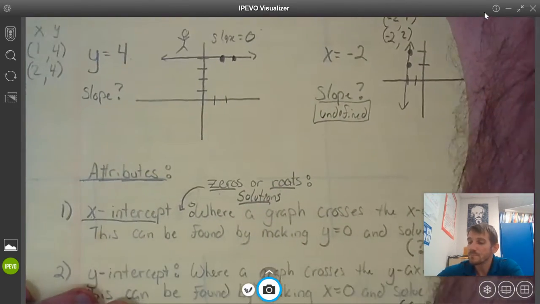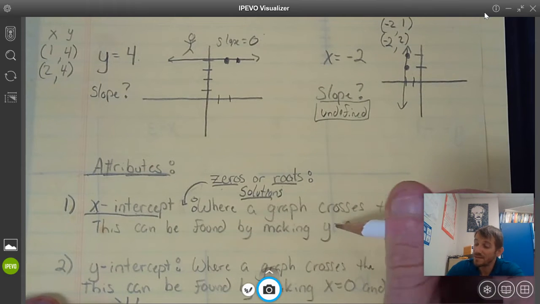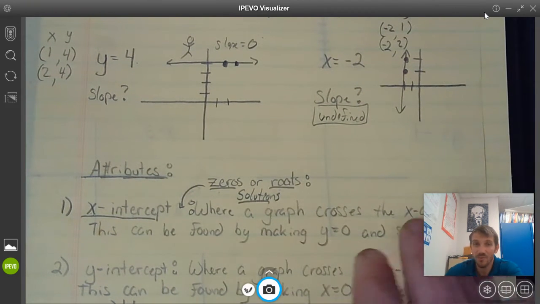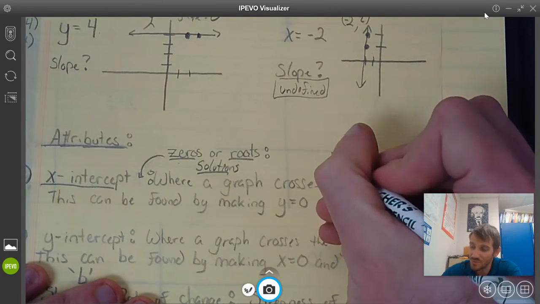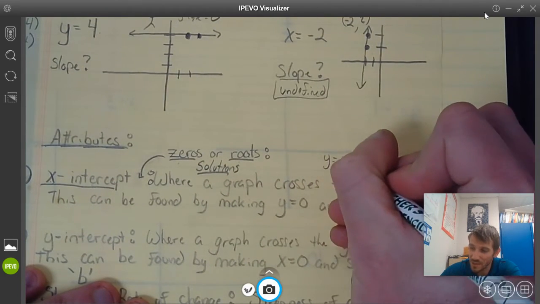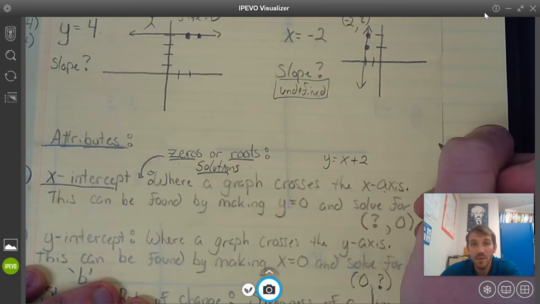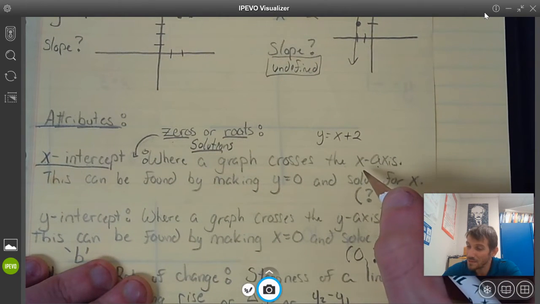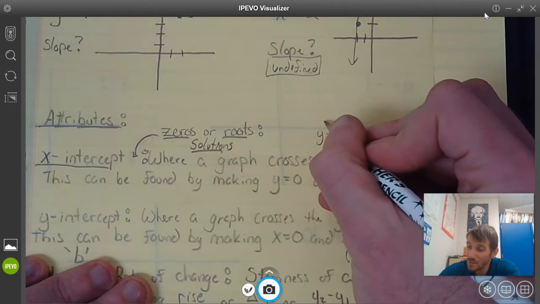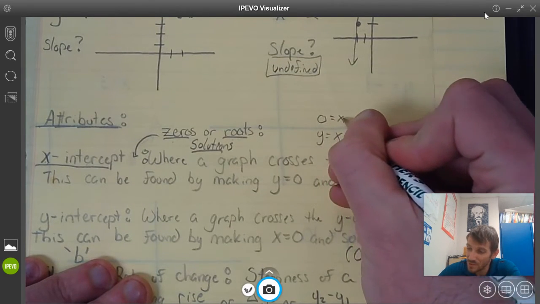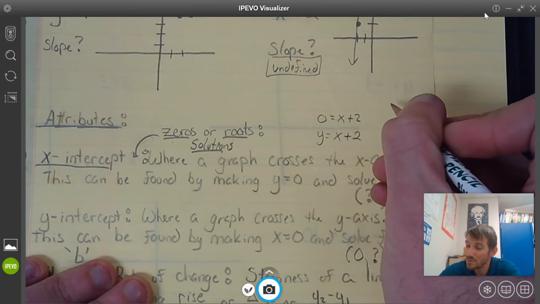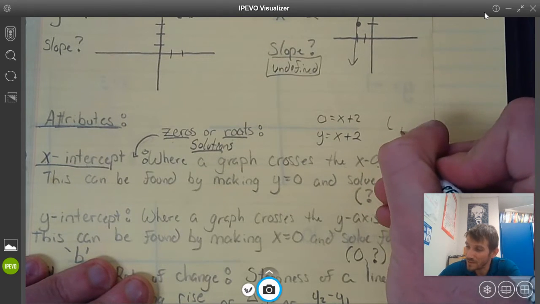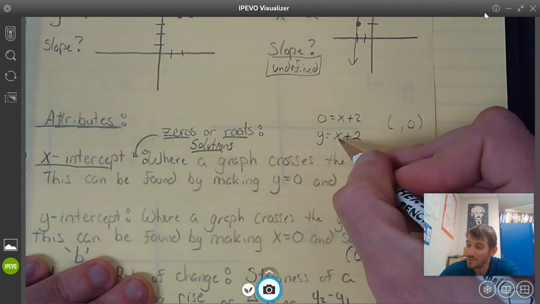Okay. Now, you can find it by making y equal to 0 and solving for x. So for example, if I gave you a simple equation, y equals x plus 2, and I wanted to know where my x-intercept was, I can make y equal to 0. So 0 equals x plus 2, right? Remember we said we made y 0. So solve for x.